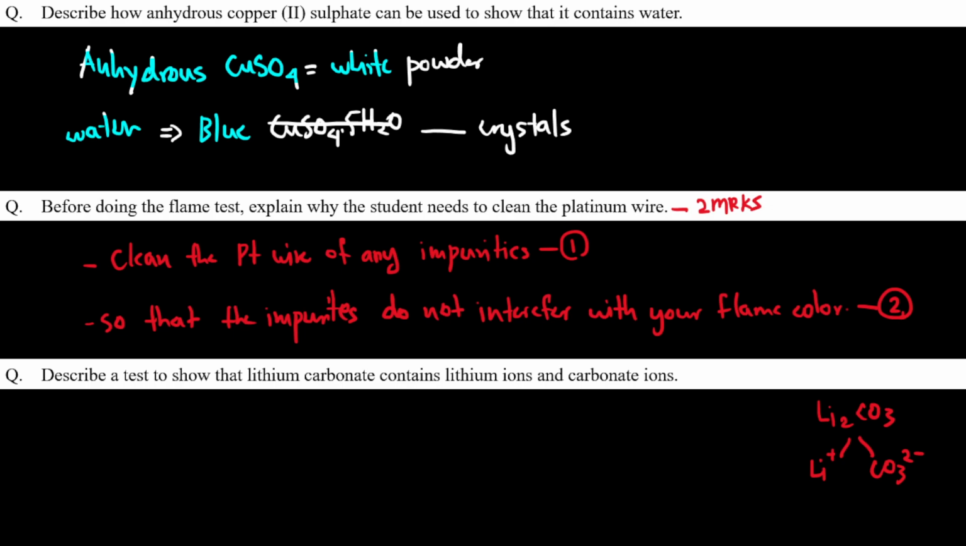So how are we going to do a test to show that it contains lithium ions and carbonate ions? Know that lithium is a positive ion, so try to write it down separately. For the cation, which is Li+, you can do a flame test. And if the flame test shows red flame, you know that your cation is lithium, so it contains lithium ions. And for the second one, which is our anion, CO3 2 minus, what we are going to do is first, we're going to bubble carbon dioxide.